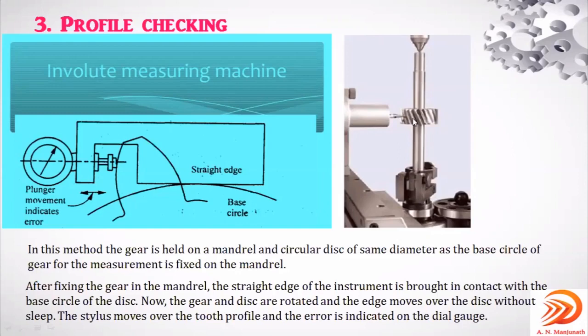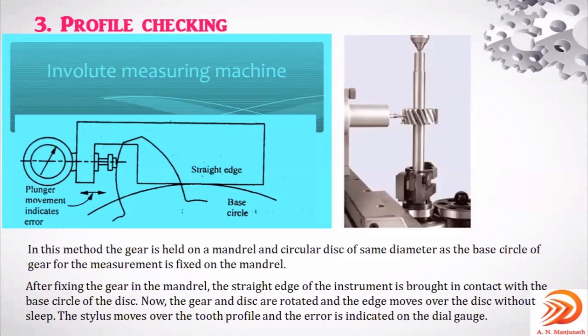The stylus, what you are observing here, or you can consider as a plunger, moves over the tooth profile, and any error will be shown on this pointer. If the profile is proper from one tooth to another tooth, this plunger, or you can call it the stylus, will not make any variations. If any variations are there, then it will make the dial indicator move so that it represents the error which is shown on the dial gauge. So this is the profile checking.